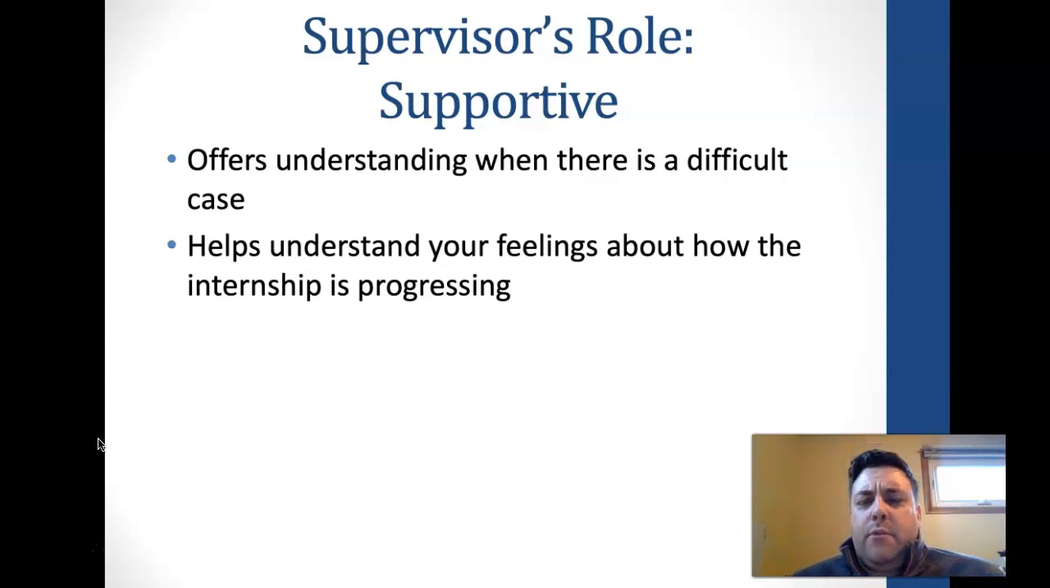Good supervisors will process your feelings with you about how the internship is progressing, particularly because growth is hard, and growing into a professional, independent, practicing social worker is extraordinarily difficult. So they should be willing to talk about some emotional content with you.